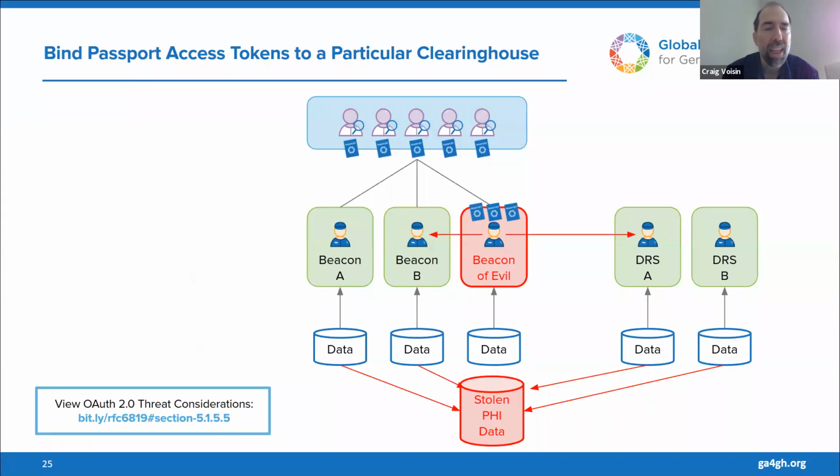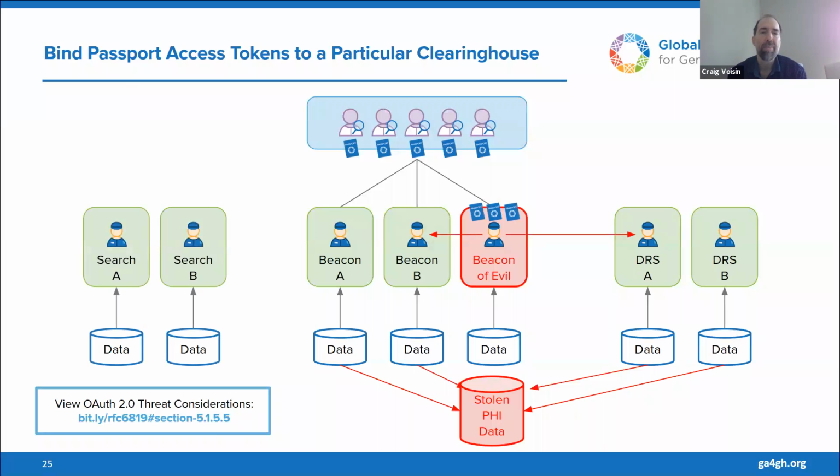One more. And there are more services, more GA4GH passport services like search, and you can search across data sets, and you can use all kinds of different services to discover other data sets and try to keep using these various passports and stealing more data.